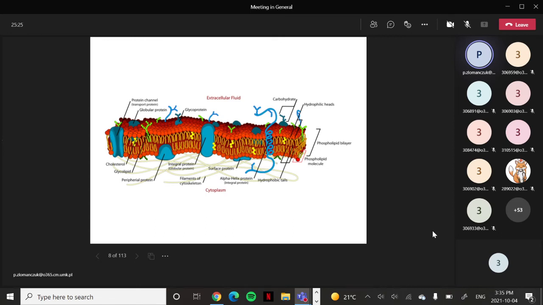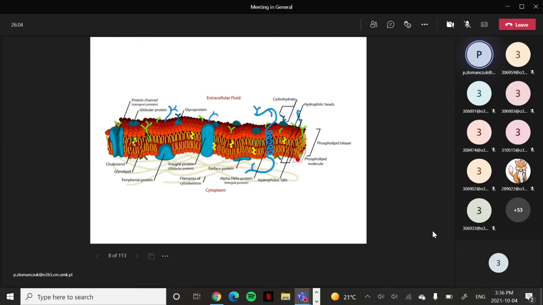The molecules which are strongly associated with the communication function of the cellular membrane are proteins, especially these integral proteins. This blue one, you see the integral protein, it's described on the slide. The characteristic feature of this protein is that it penetrates across the membrane. So you have a part that is in touch with extracellular fluid and a part that is in touch with cytoplasm.